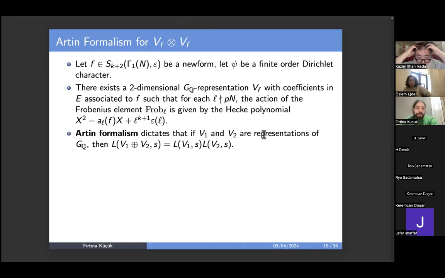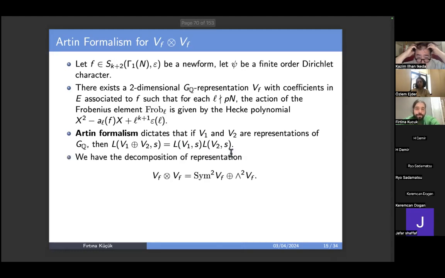Artin formalism dictates that if we have two representations, then the L-function associated to their direct sum factors as the product of the L-function of V1 and the L-function of V2. And we have the decomposition of representations. So here we have a two-dimensional representation, so this tensor product is a four-dimensional representation. And it is decomposed as the symmetric tensors in this. So the subspace generated by symmetric tensors.